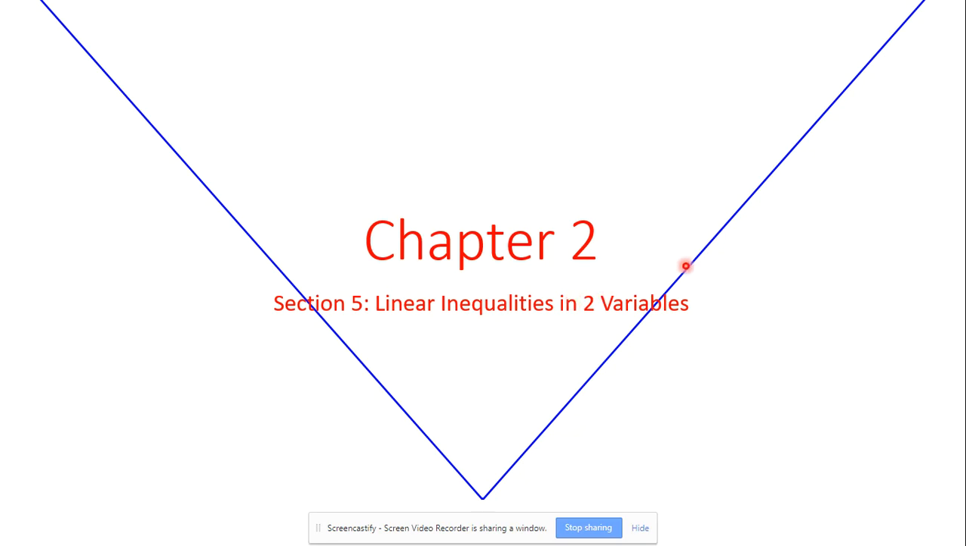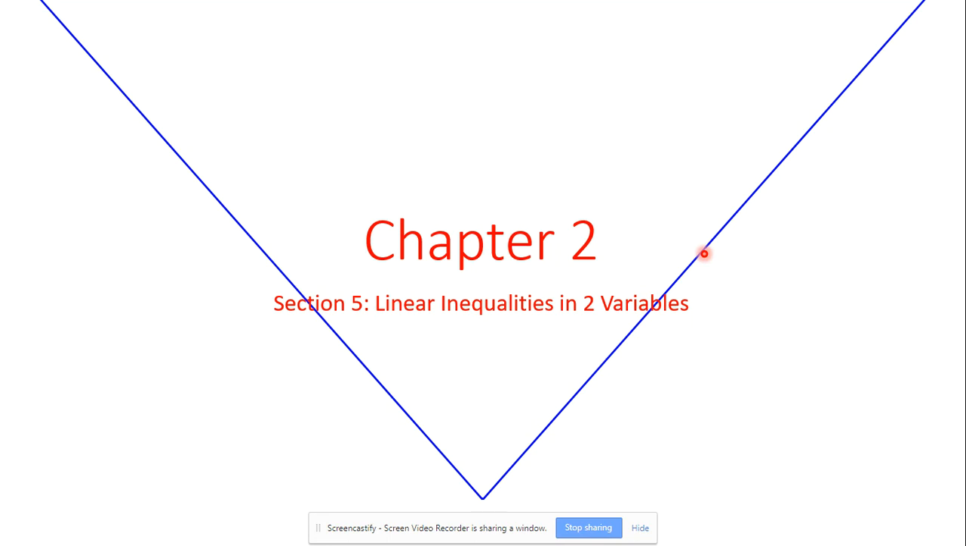Welcome back to the fifth section, chapter 2. In this section, we're going to be looking at linear inequalities in two variables. So we're going to have the inequalities that will be both x and y. We'll be looking at graphing mostly. We solved a little bit before, but we're going to be graphing.